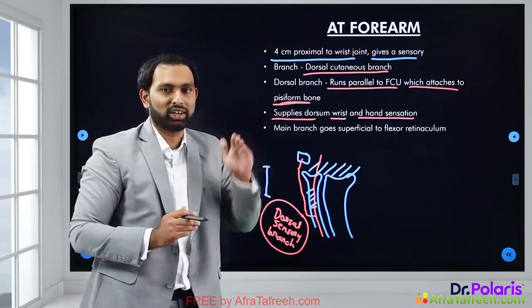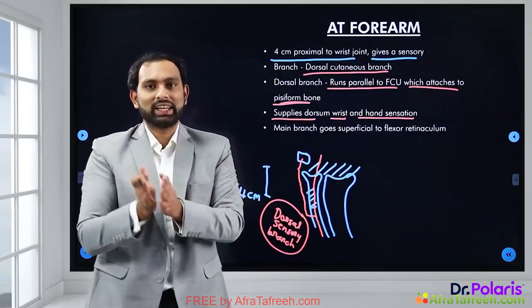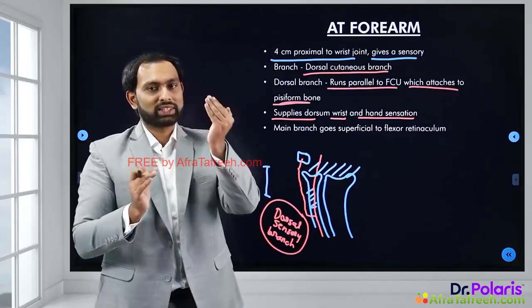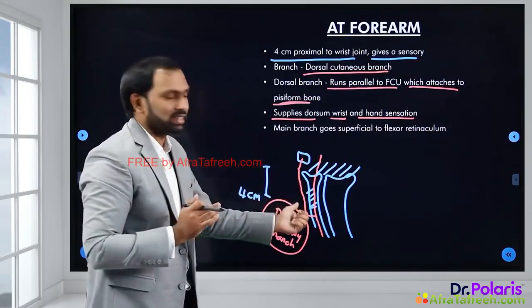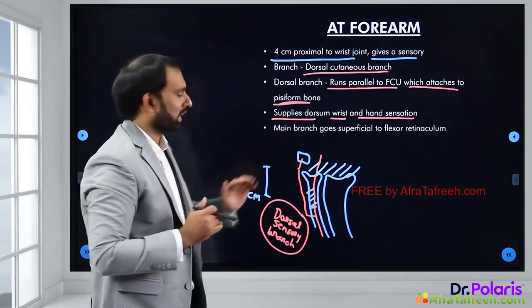We know that the median nerve goes under the flexor retinaculum, and that's why if there is any tightening, that forms the carpal tunnel syndrome. But above the flexor retinaculum, one nerve goes, and that is the ulnar nerve. So it goes superficial to the flexor retinaculum.